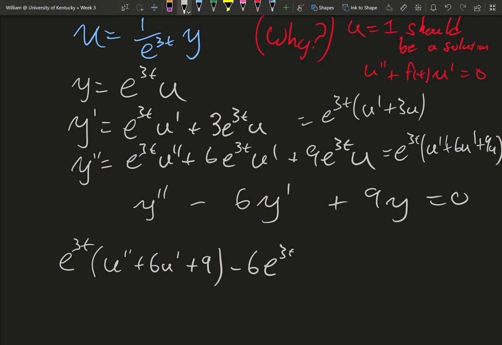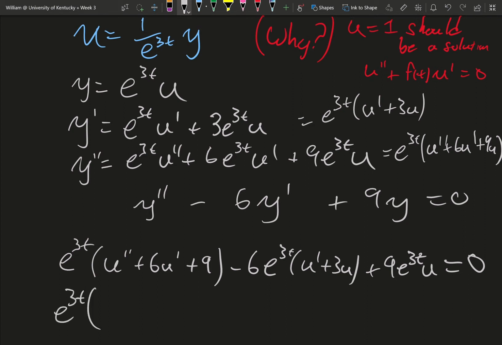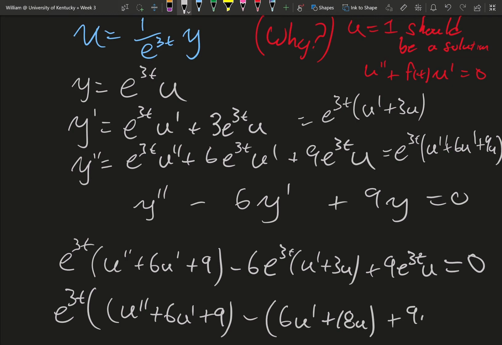Again, pull out the e to the 3t, and then we're left with u prime plus 3u. And down at the bottom, we got 9e to the 3t u. Okay, let's now pull out an e to the 3t from everything. So then we have u double prime plus 6u prime plus 9, minus, bring the 6 inside, 6u prime plus 18u, and then plus 9u.